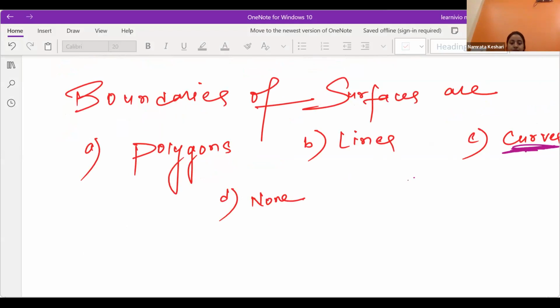Okay, what about square, rectangle, triangle? These are also made up of curves, because a straight line is also a curve. The definition of a curve is any line which can be drawn without lifting the pen, that's a curve. So a straight line is a curve.